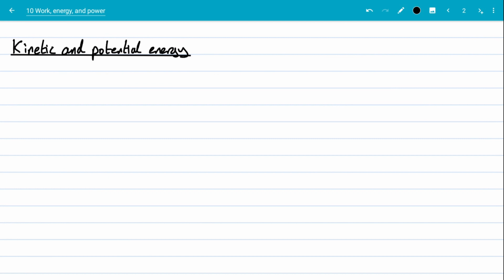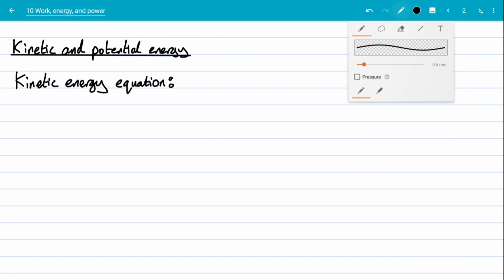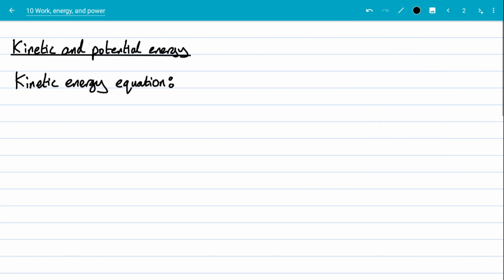So you'll know that the kinetic energy equation, I'll just write this down, kinetic energy equation, you'll know that that is half mv squared. It was one of the equations that GCSE students are required to memorize.